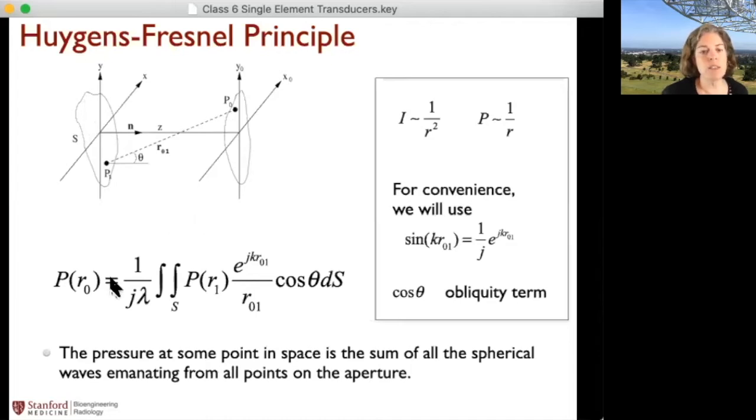Okay, so that's what we have down here in this equation, is basically that any point in space, you can approximate that as the summation over your aperture. So this is a two-dimensional surface of the spherical waves that are emanating, and each point has some particular pressure.